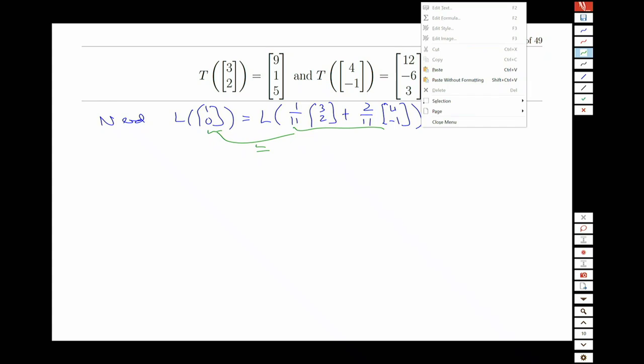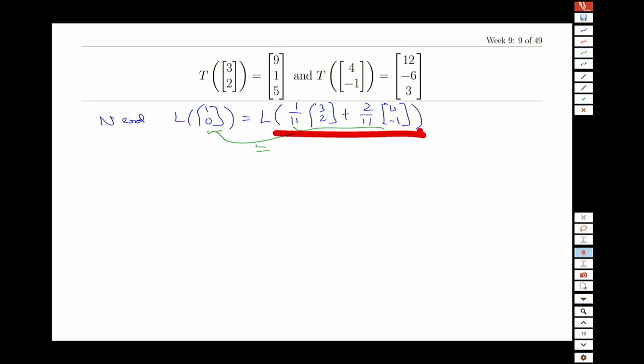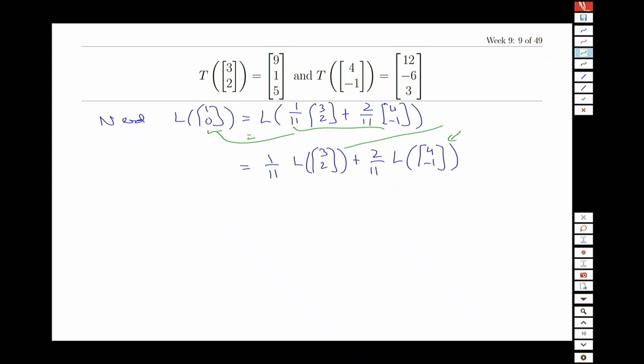But through the magic of linearity, what can we do with this thing? Yeah, you could split it up and move the outside. Exactly. We can split it up. We can move the coefficients outside. We can write all of this as transforms of individual vectors, but specifically the vectors that we know the transform of: 3, 2 and 4, negative 1. And we know both of those. And so we get our combination: 1/11 times their transform, 9, 1, 5, plus 2/11, 12, minus 6, 3.